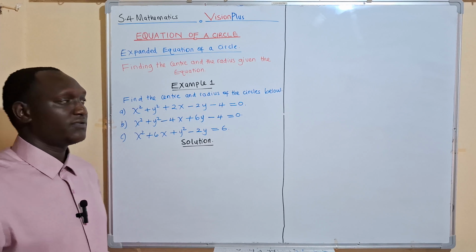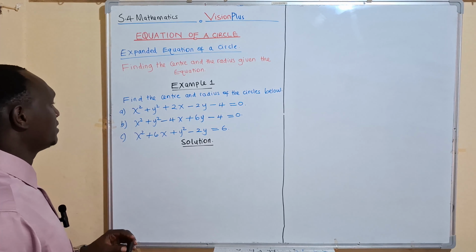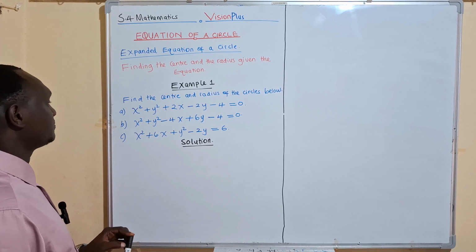Today we are going to see how we can use the given expanded equation of a circle to find the center and the radius of that circle. So example 1 says, find the center and the radius of the circles below.